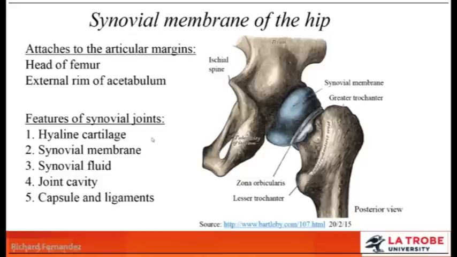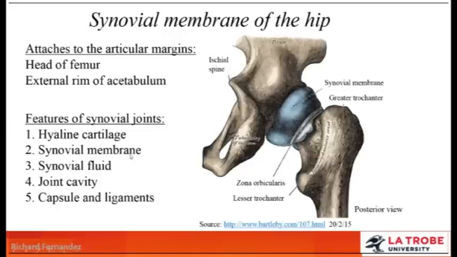Now this would be a good point to review the 5 features of all synovial joints. Hyaline cartilage is designed to line the articular surfaces. It offers a very smooth surface so that the articular surfaces can rub together, and it also protects the bone. When the hyaline cartilage wears away, we start to get arthritis.